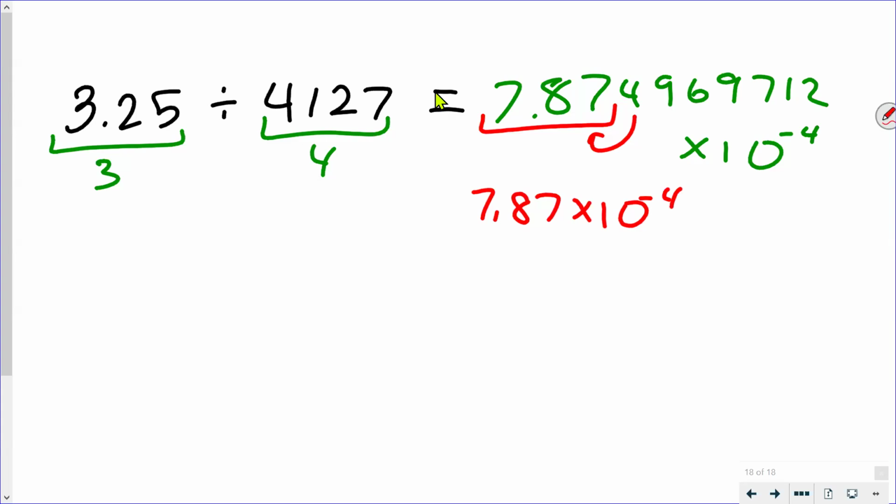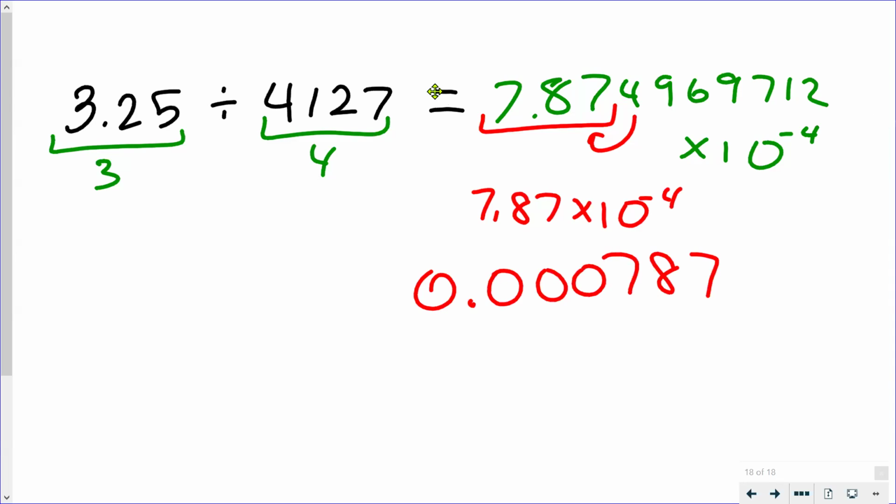Or how would we write this in like numbers? How would it look without the scientific notation? 0.000787. Like that? Interesting.